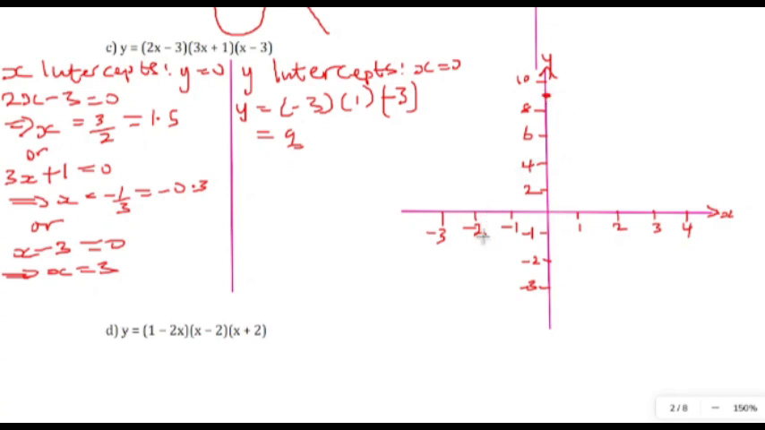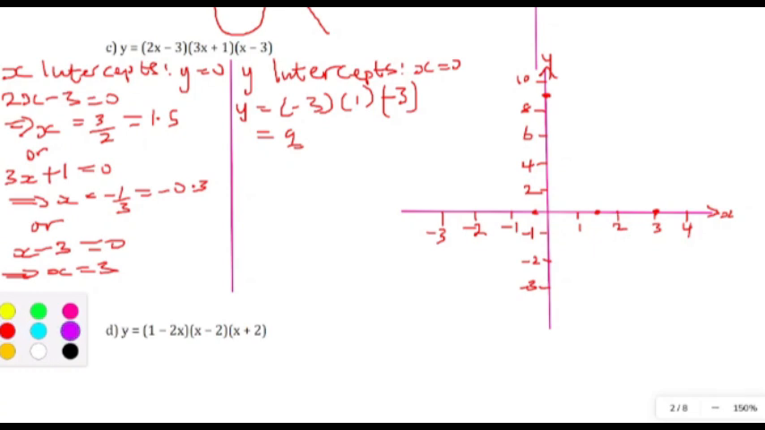Now let's look at our intercepts. Okay, x equals 1.5 is here. This is it. Then we have x equals 3. This is a point here. Then we have x equals negative 0.3. 0.3 will be somewhere here, less than 0.5. So we have everything we need to sketch this graph.